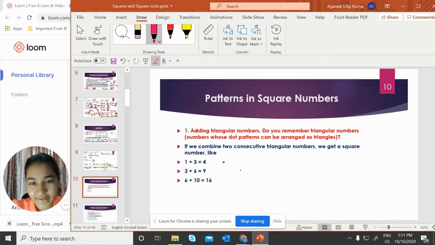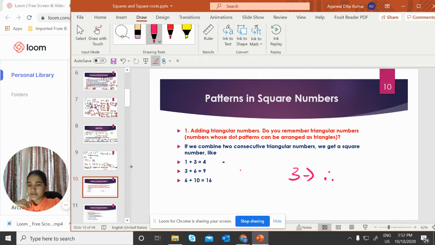The first pattern is adding triangular numbers. Do you remember what triangular numbers are? Let me explain. Triangular numbers are numbers whose dot patterns can be arranged as a triangle. If you take 3, it's a triangular number because 3 dots can form a triangle, the three vertices.